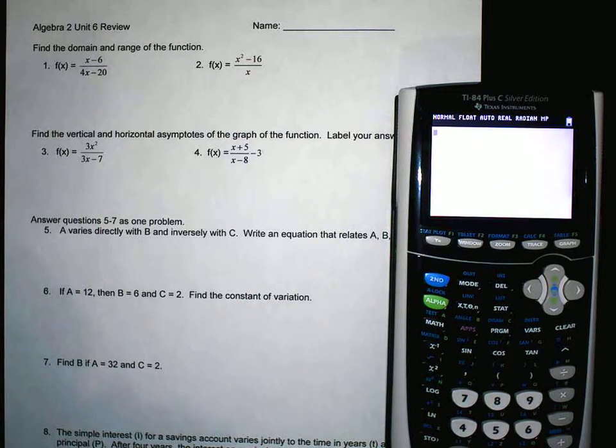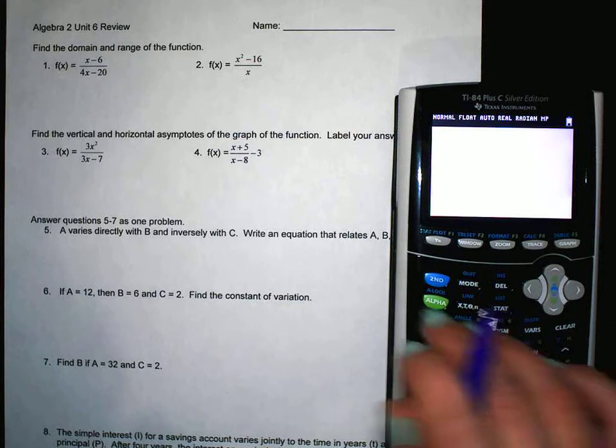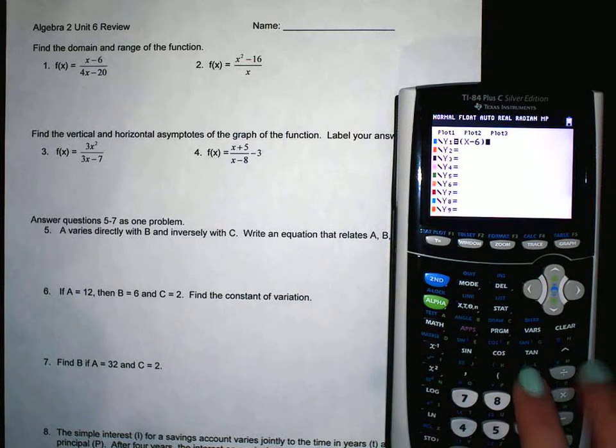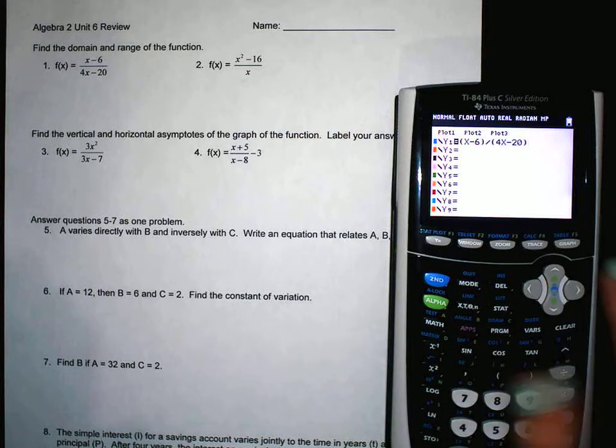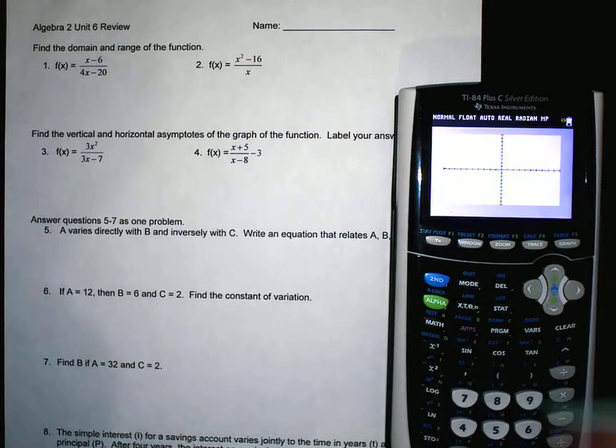Alright, this video is about going through numbers 1 through 4 of your Unit 6 review. The first two, we want to go ahead and find the domain and range of the function. So the first thing I'm going to do for number 1 is go to y equals in our calculator. This is parentheses around x minus 6, and then also parentheses around 4x minus 20. Alright, we're going to graph. Okay, it's not very descriptive, but we're going to go ahead and take a look at our table as well.